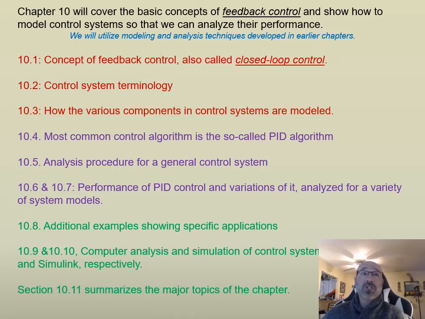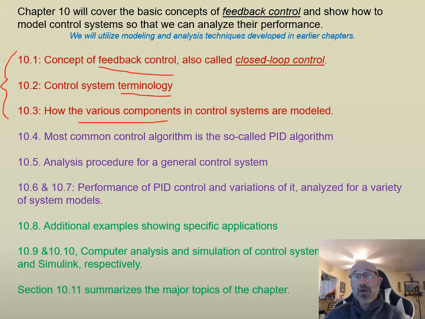So in the first section of chapter 10, we're going to just talk about the basic concept of feedback control, talk about open loop versus closed loop systems, the benefits to both of those. Then in section 10.2, we're taking a look at a little bit more of the terminology associated with the control system. And from there in 10.3, how the various components that we've looked at within these control systems are going to be modeled. So this right here, 10.1 through 10.3, will be our section 10.1 for module 10.